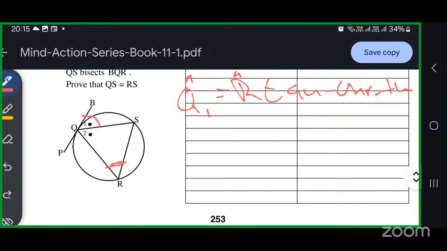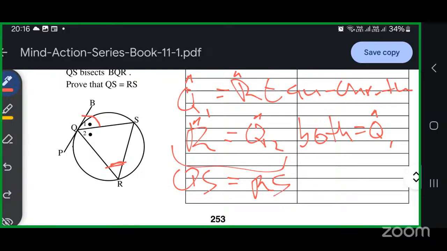Now you can just say angle R here is equal to angle Q2. They are both equal to Q1. Then if these are equal, you are saying now the line QS is equal to RS. Yes, this is an isosceles triangle because of those angles. Then you are done. This was simple, eh?